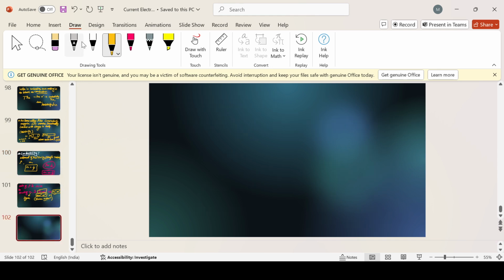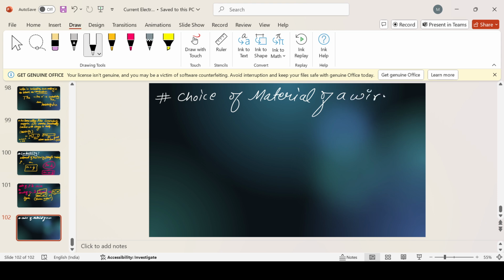Now, how will you choose the material? Suppose you want to make a wire for a conductor, for connecting it, so how will you choose that? So there's a topic, that is choice of material of a wire. There are 2 or 3 points which you need to keep in mind while taking the material of a wire for the circuit.